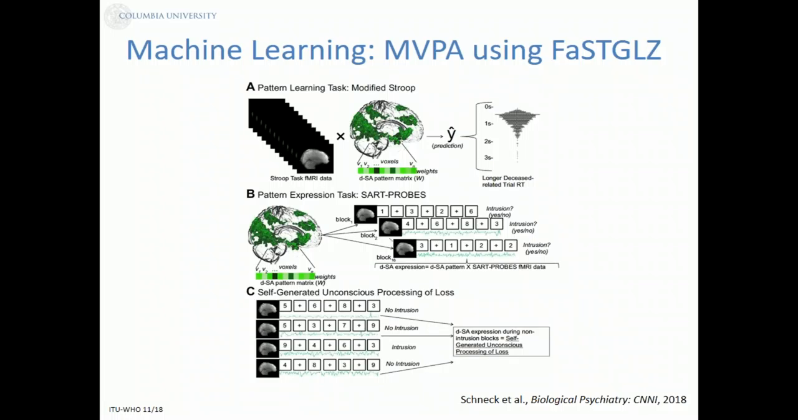Now the point of that is that's a set of training data that allows us to build this model. But what we wanted to do was say, once we have this model, how do we apply it during a process where they're essentially just free thinking? They might be thinking about the individual, they might not. And so we take that model and we use that to decode the information about this pattern expression.